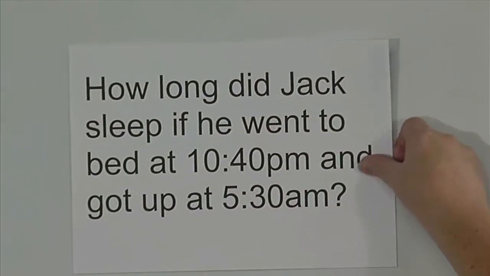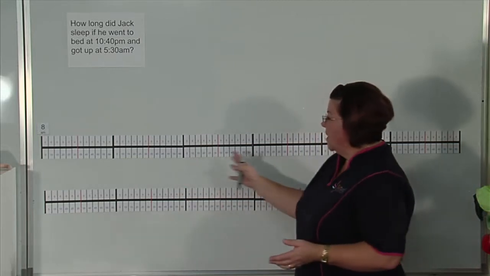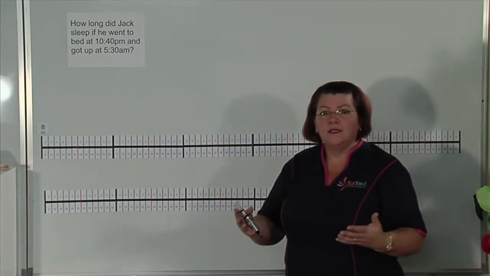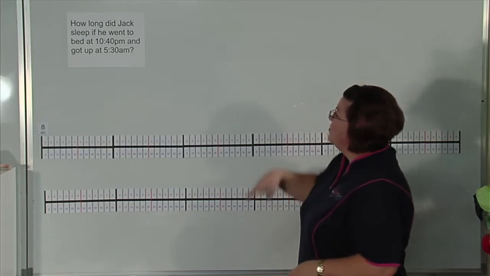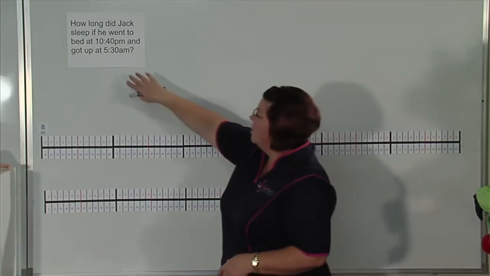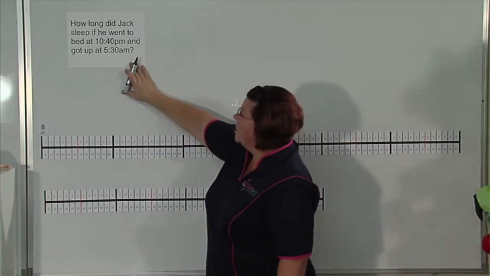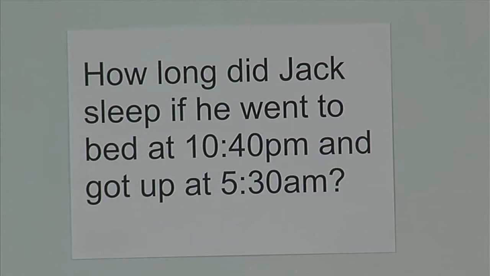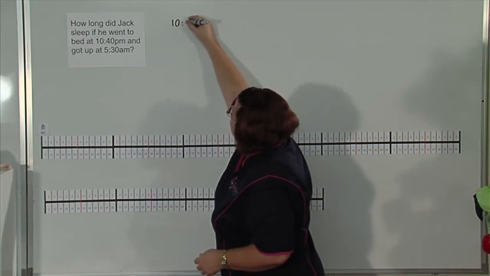So now we're going to take away the concrete materials down the bottom, because your class has had lots and lots of practice at different types of questions, and now we're going to move to the more abstract. So using the principles that we've learnt down here, we're going to ask this kind of a question. How long did Jack sleep if he went to bed at 10:40 p.m. and got up at 5:30 a.m.? Well, I'd get them to set it out a little bit like this.